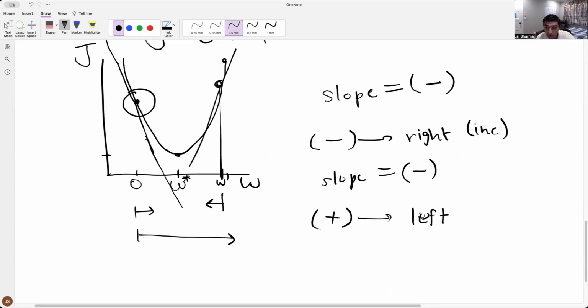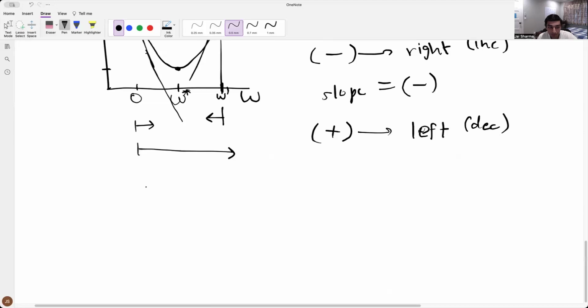And mind you, we want to minimize the cost function, and that's why we're choosing the direction that decreases the cost function. So we would decrease the value of W if the slope is positive, but we would increase the value of W if the slope was negative. Now, let's say we have the slope as a numerical number, right?